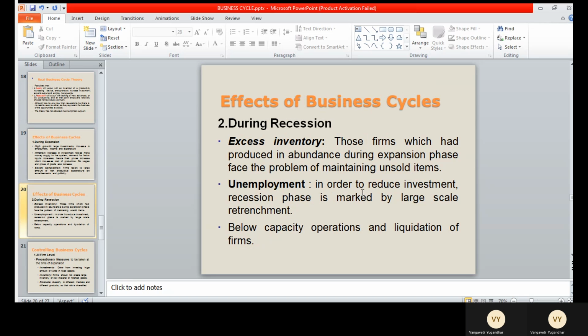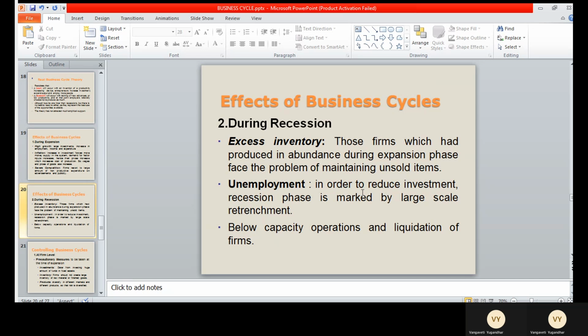Now let us discuss what happens during recession. What are the effects during recession? First one is excess inventory, more than the required amount. Those firms which had produced in abundance during the expansion phase face the problem of maintaining unsold items. Because of recession, the items are not sold, so maintenance of these items is a challenge for the firms.